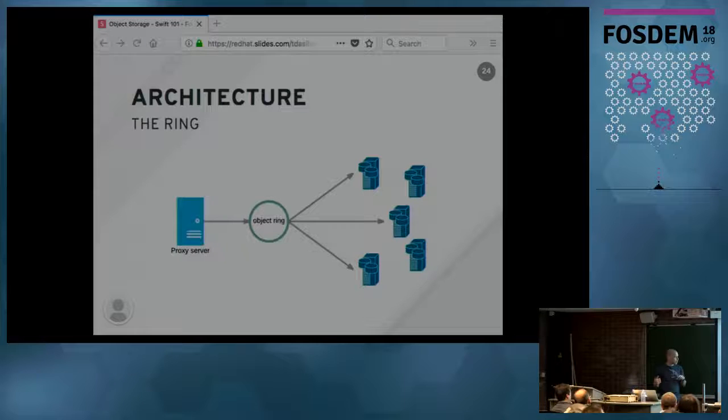And the way it's used is when an object request comes in, or an account or container request comes in, the proxy is going to hash the name of the object, that unique ID, the URL. And from that hash, it can look up where in your cluster the data would be stored. So the location is deterministic by using the ring, and that guarantees no single point of failure. Every node in your cluster is going to have that ring, and you can look up that information there.